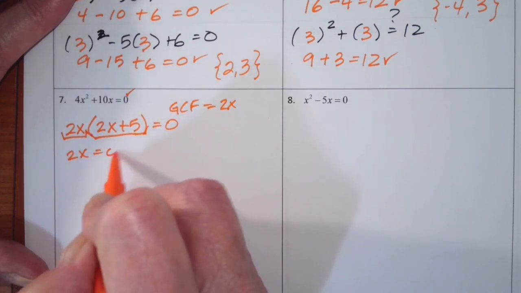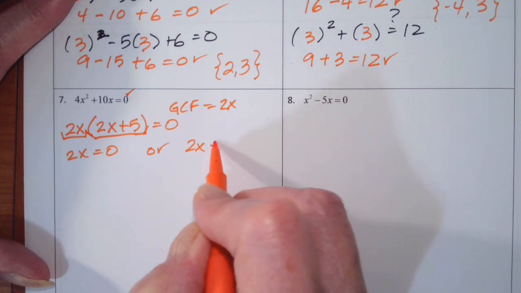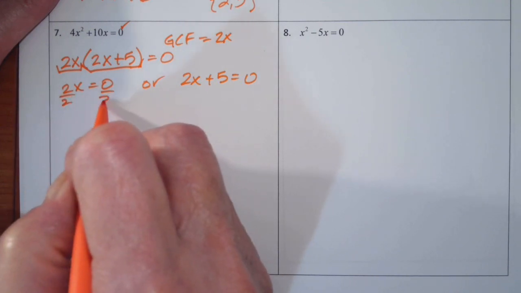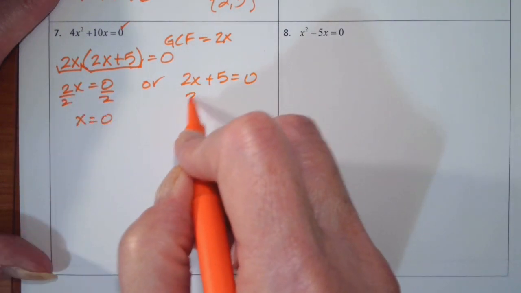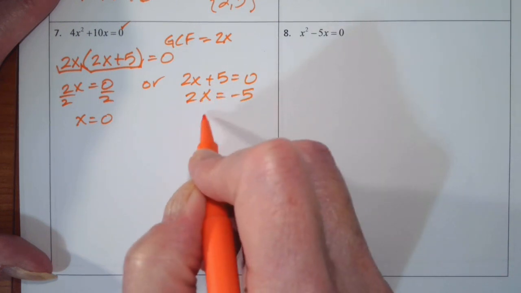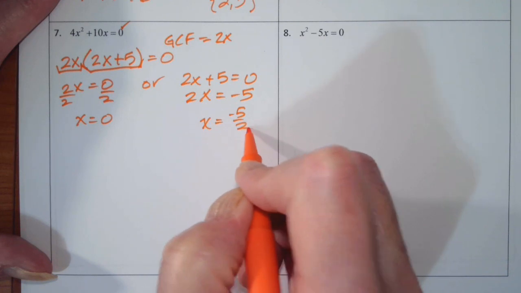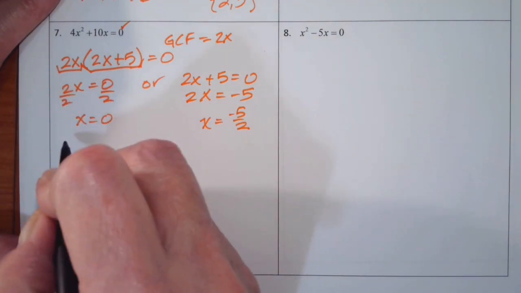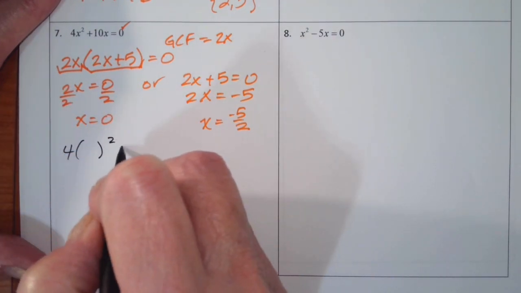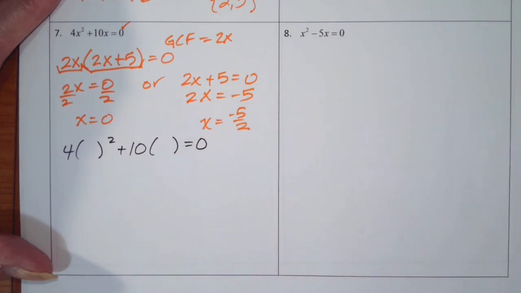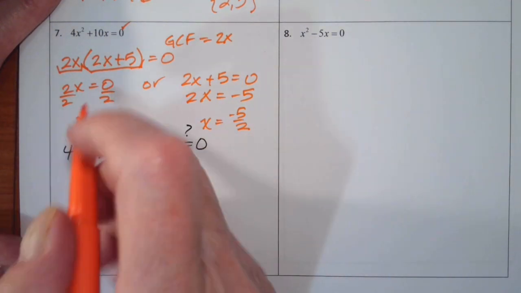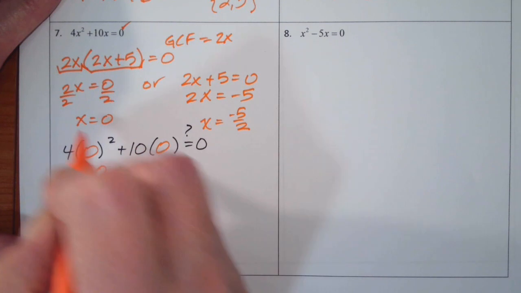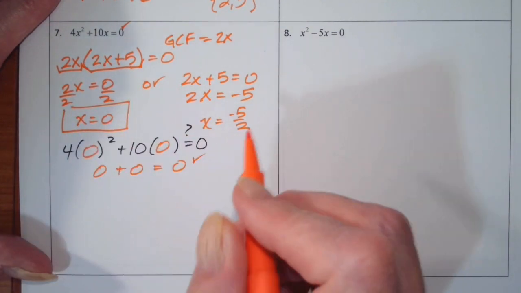So this tells me that 2x equals 0, or 2x plus 5 is equal to 0. So x is 0. 2x equals negative 5, so x equals negative 5 halves. And again, I'm going to check those back into the original equation. So let's check 0. So 4 times 0 squared plus 10 times 0 equals 0. So 4 times 0, 10 times 0. This gives me 0 plus 0 equals 0. So that checks.